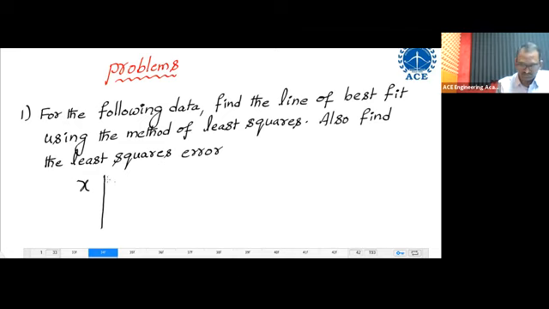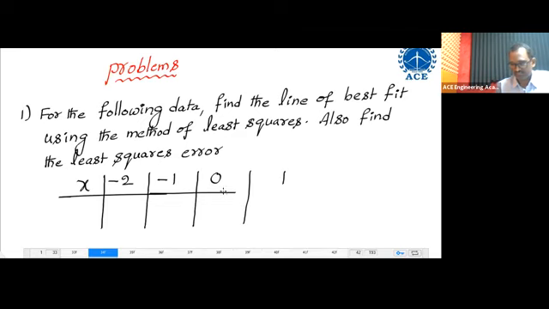X values: -2, -1, 0, 1. Y values: 6, 3, 2.